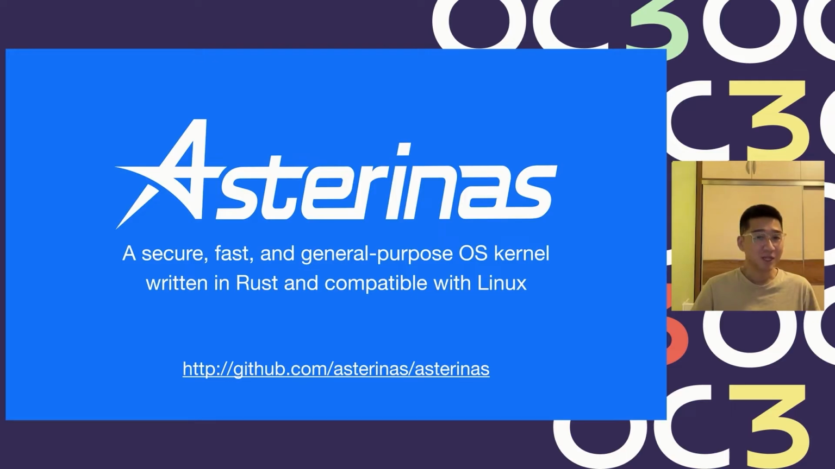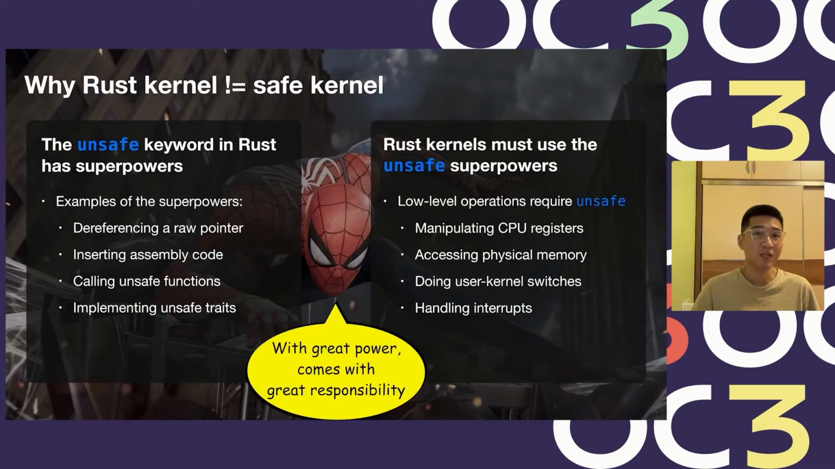Asterinas is not yet another Rust OS. It's different. Let me first provide some background knowledge. The knowledge is that, unlike many of you may believe, a Rust kernel is not necessarily a memory-safe kernel. The reason is that there is this thing called the unsafe keyword. It is the source of all the superpowers in Rust. It allows one to do many really risky things, like dereferencing raw pointers or mixing assembly code with Rust code.